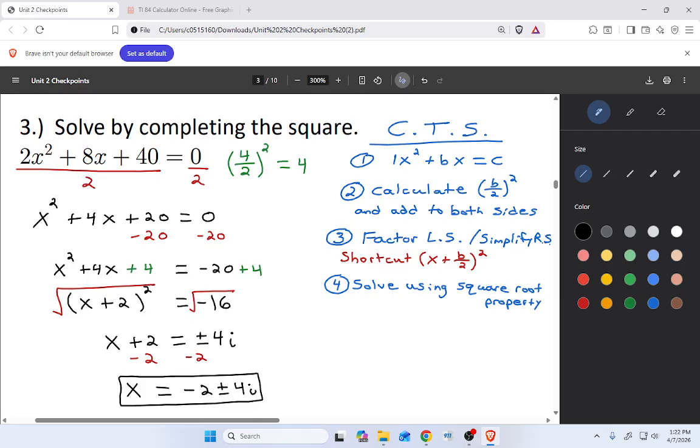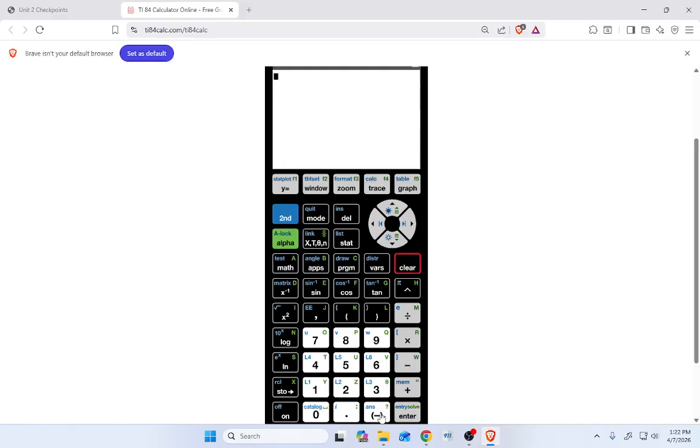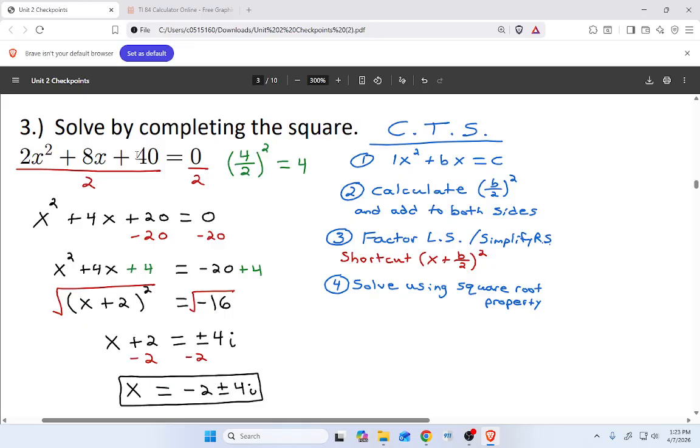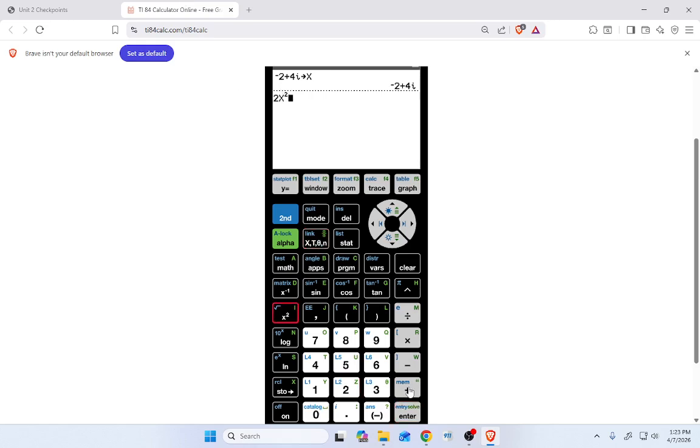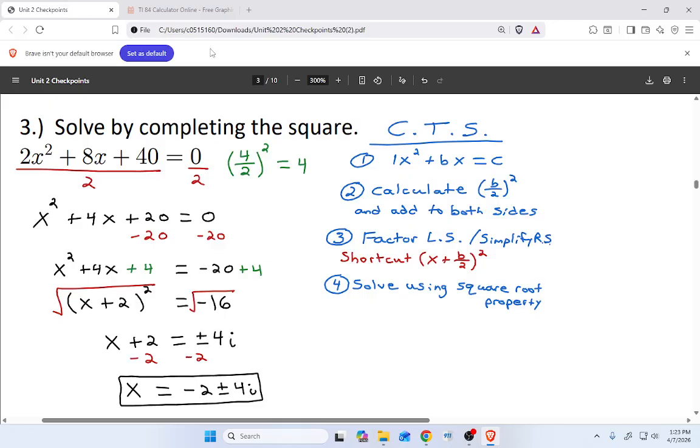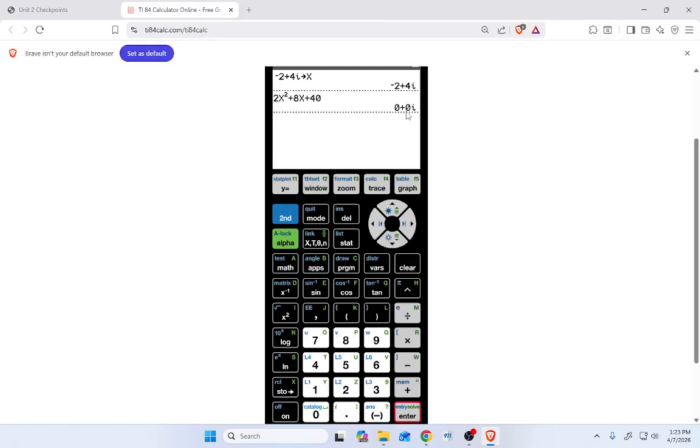I am going to plug this into the calculator and double check that this is correct. So negative 2 plus 4i is what I think the answer is. Let's clear this out. Negative 2 plus 4, and i shares a button with the decimal point, so second decimal point gives me my i in the calculator. Let's store that into x. And I'm going to type in the left side of the original equation, 2x squared plus 8x plus 40. When I hit enter, I'm expecting to get an answer of 0. And I did. It gave me 0 plus 0i, but that is 0.